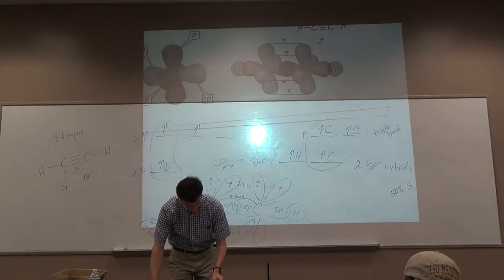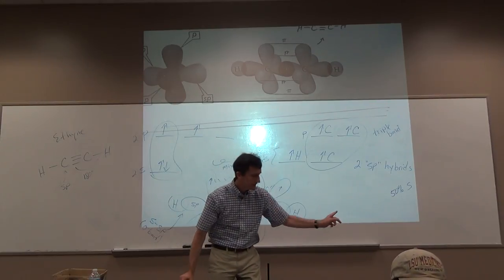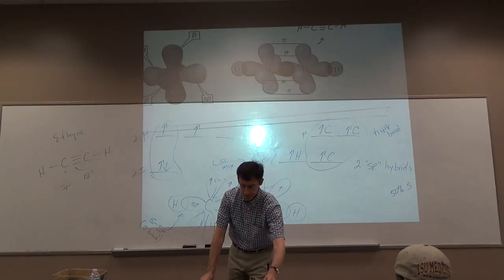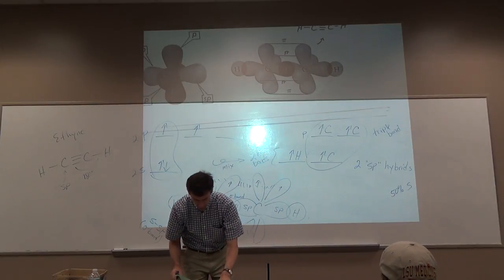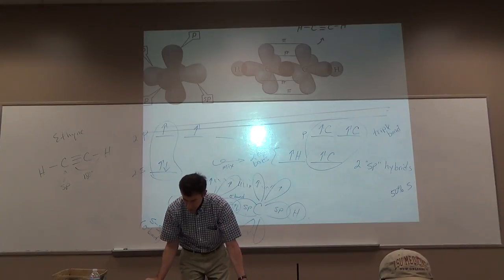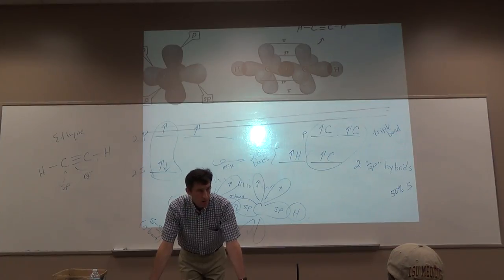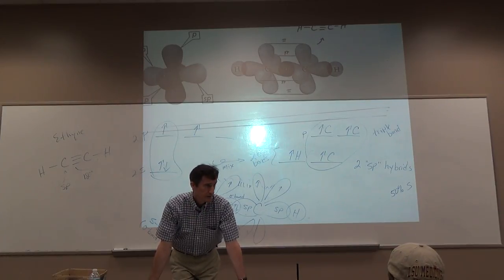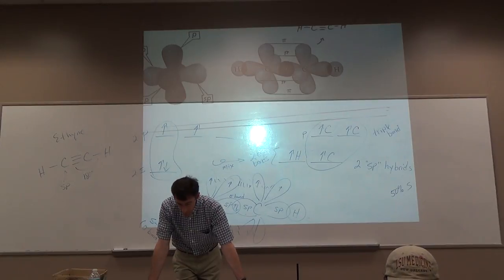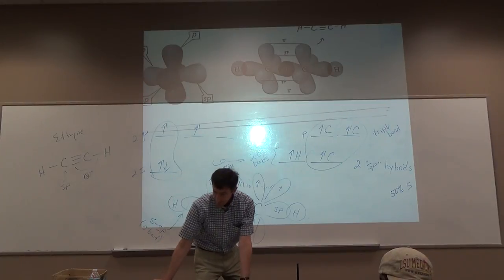Let's do some examples, and also let's look at the very back page of that, where we look at bond lengths, bond strengths, etc. Any questions though? Of course, if you have two pi bonds, you ain't rotating those atoms, right? So let's look at bond lengths, bond strengths.